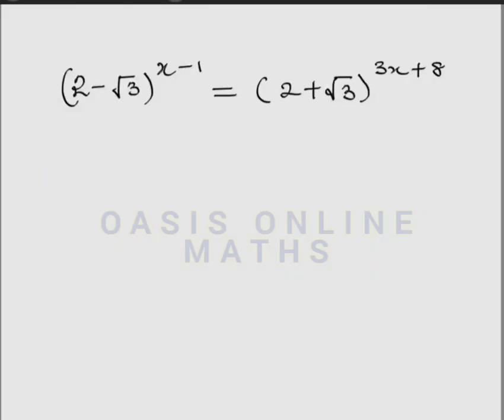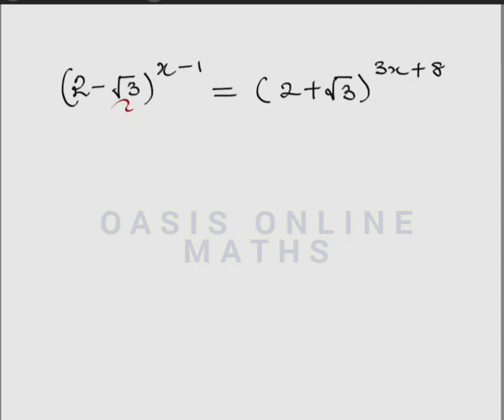In today's lesson, we are to solve this radical equation, the equation that involves surds. We are told to solve for the value of x if (2 minus root 3) raised to the power of x minus 1 is equal to (2 plus root 3) raised to the power of 3x plus 8.